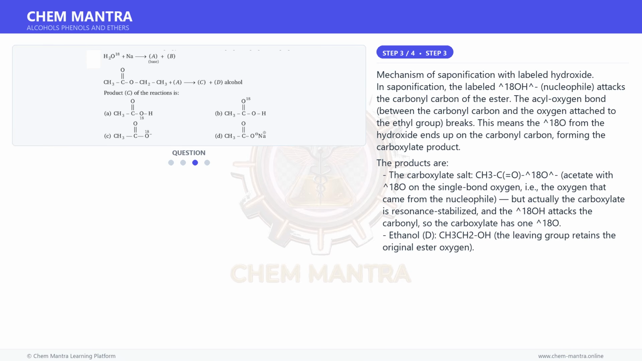The products are: the carboxylate salt CH3C=O-18O acetate with 18O on the single bond oxygen, i.e., the oxygen that came from the nucleophile, but actually the carboxylate is resonance stabilized and the 18O attacks the carbonyl, so the carboxylate has one 18O. Ethanol, CH3CH2O, the leaving group retains the original ester oxygen.